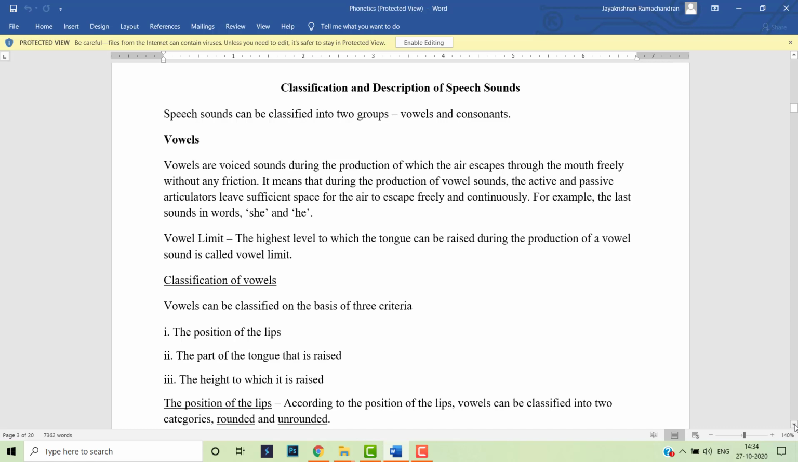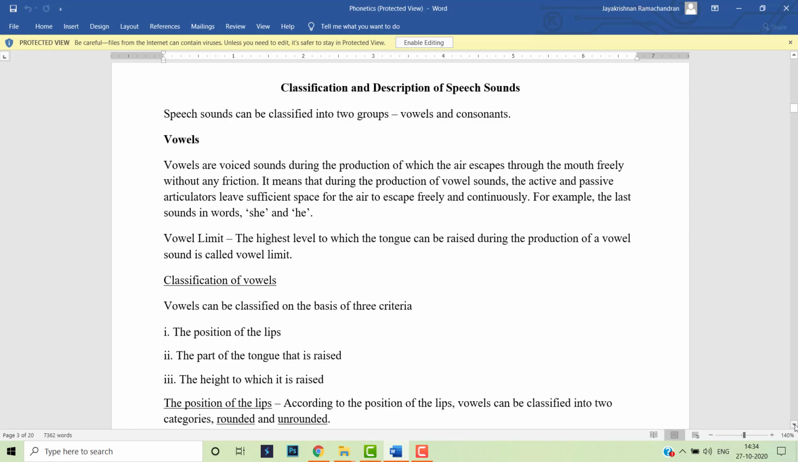So here we are just adding one more thing: vowels are voiced sounds. Okay, so voiced sounds means the vocal cords vibrate. The air will have to push its way out of the vocal cords, and as a result the vocal cords will vibrate. So all vowel sounds are voiced sounds, and some of the consonants are also voiced sounds. So basically you have to understand that all vowel sounds are voiced sounds during the production of which the air escapes freely through the mouth.